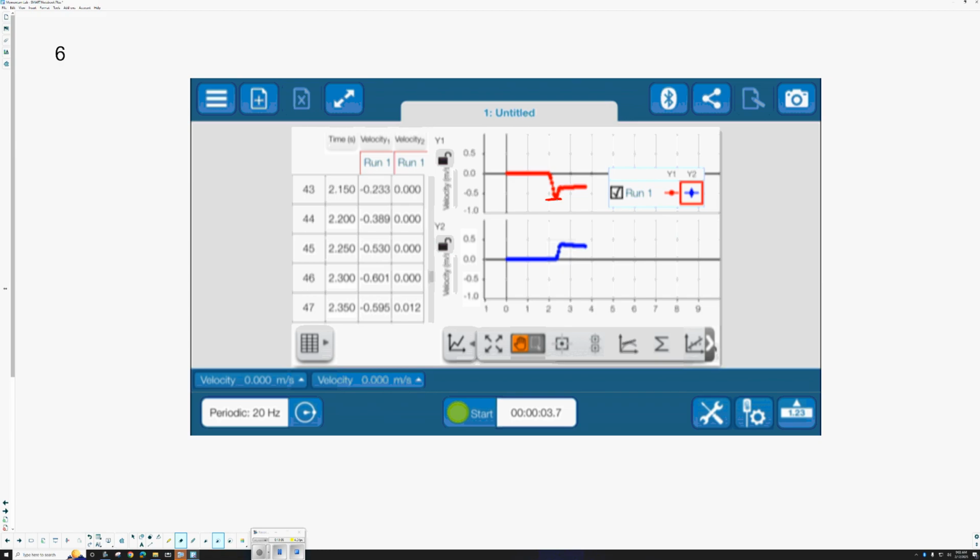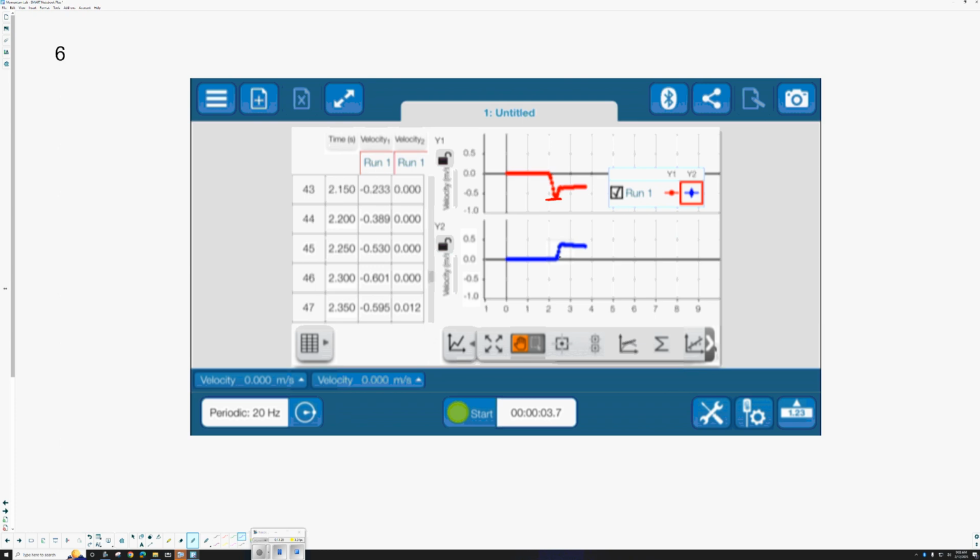And then what happens? Well, it collides with the blue one. How do we know when it collided with the blue one? Look what happens here with the blue data. Not moving, not moving, not moving. Oh, look, now it's moving. That's when the collision took place, right? The collision takes place when the blue one starts moving.